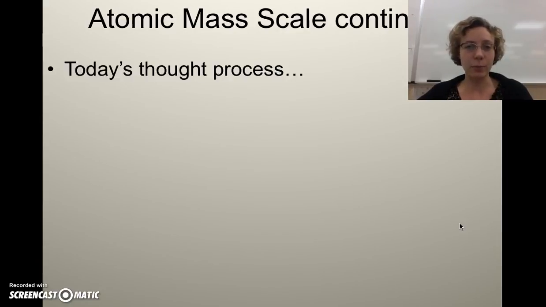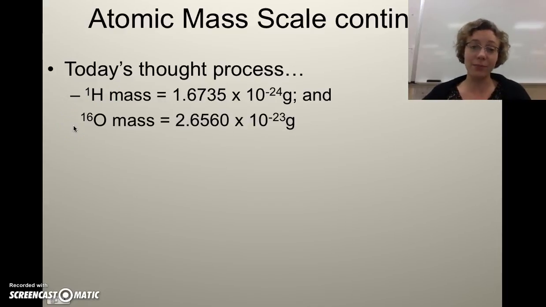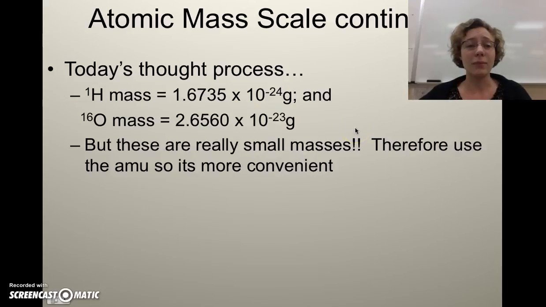Today, we have a little bit more information so that we can be more exact. So we know that H-1, so again, that's your mass number, has a mass of 1.6735 times 10 to the negative 24th grams, and your oxygen-16 isotope has 2.6560 times 10 to the negative 23rd grams. However, those are in grams, and these numbers are really small masses. So they use an AMU unit, the atomic mass unit talked about in section 2.3, in order to make these measurements more convenient.